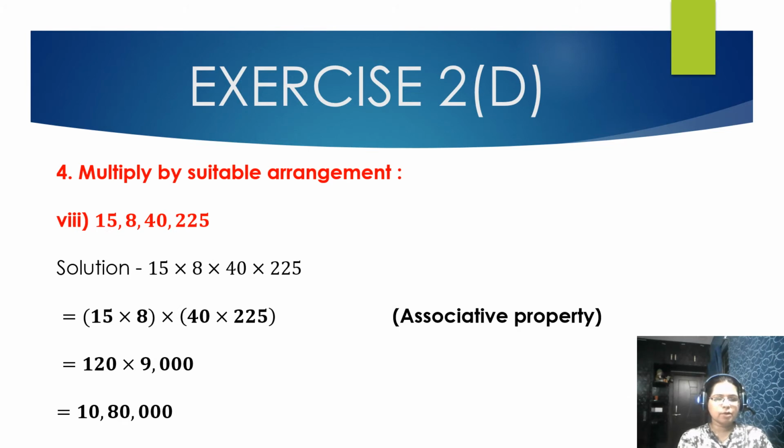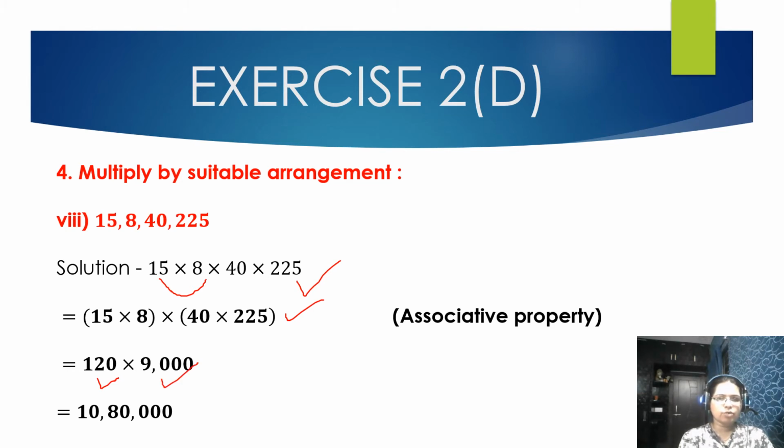Now we multiply the numbers in 8 bit: 15, 8, 40 and 225. These numbers are given and we have to multiply using suitable arrangement. 15 multiplied by 8 multiplied by 40 multiplied by 225. If we multiply 15 with 8, 15 multiplied by 8 is inside the bracket, and this is the associative property of multiplication of whole numbers. 15 multiplied by 8 is 120, and 40 multiplied by 225 is 9,000.